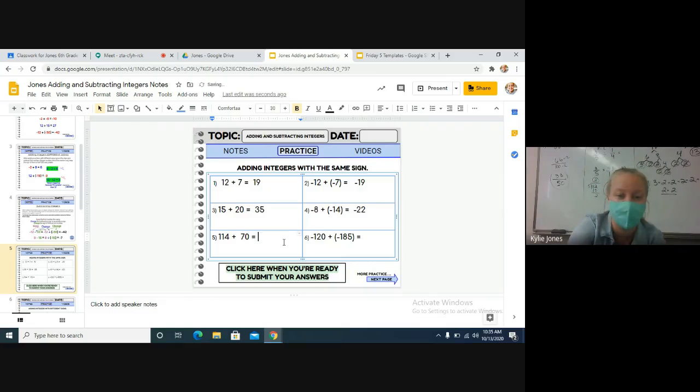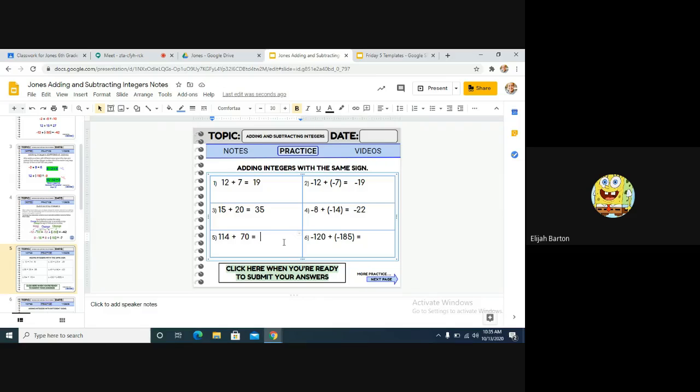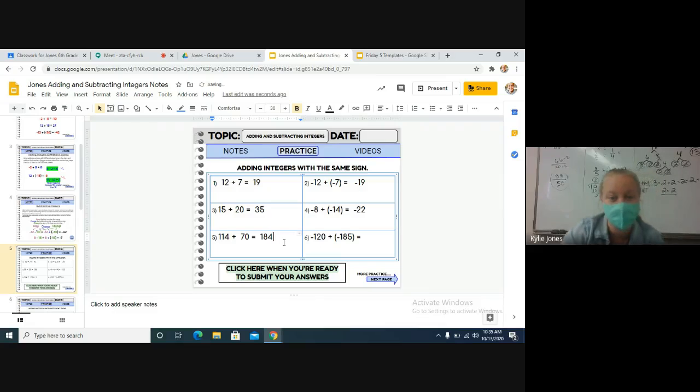We have 114 plus 70. These are both positive numbers, so we just need to add. What is 114 plus 70? 185. Close, 184.